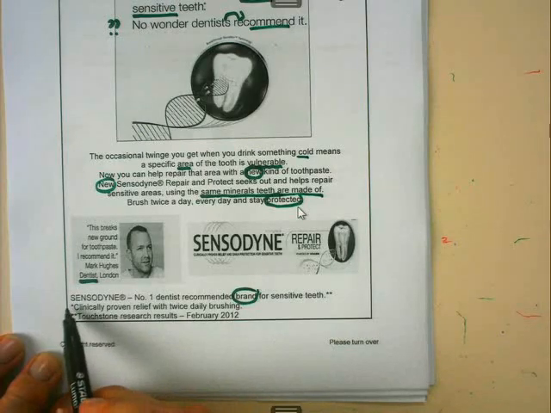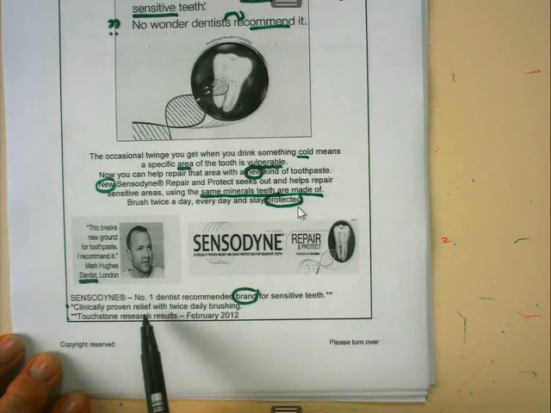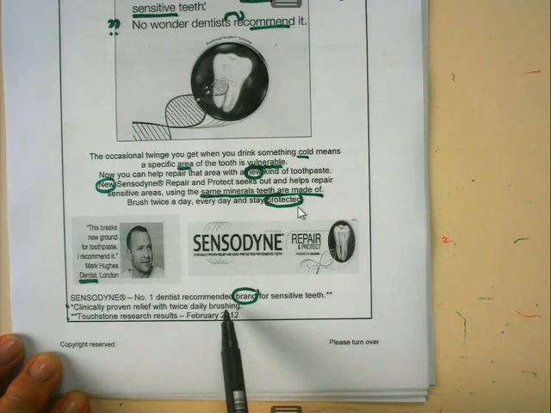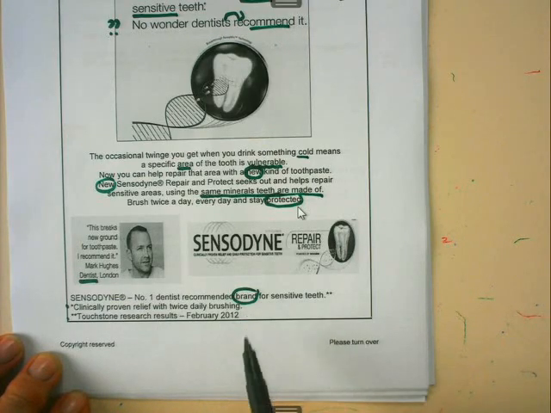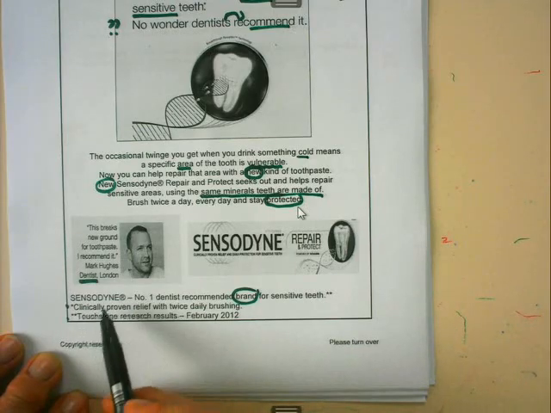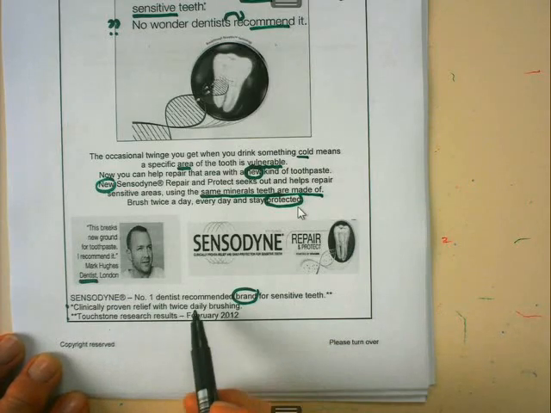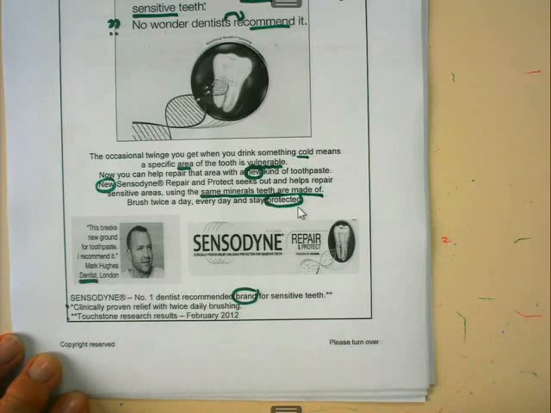Okay, and then they have two little asterisks here. And they say clinically proven relief with twice daily brushing. So remember, this toothpaste is for sensitive teeth. If you drink something very cold and your teeth ache and there's a sharp pain, they say it has been proven clinically in a laboratory. They tried it, they tested it on people. So they have proof that it does work. Only by brushing your teeth twice daily.